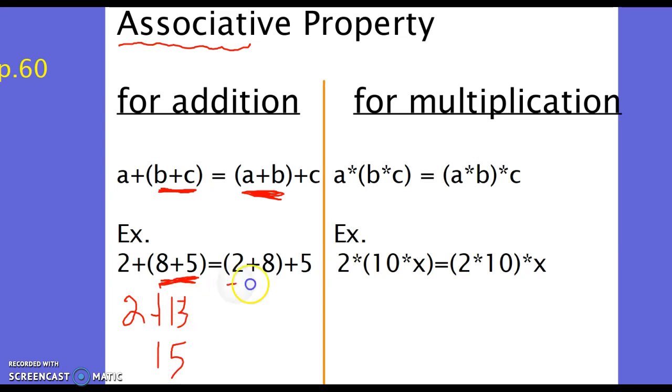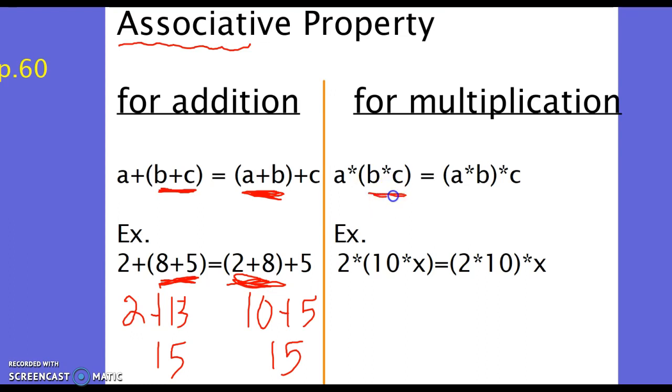Then on the other side, I have the 2 plus 8 in parentheses. I would do that first. That gives me 10. 10 plus 5 is also 15. So we can associate or group different numbers together when we're adding, and it won't change. Same thing works for multiply.